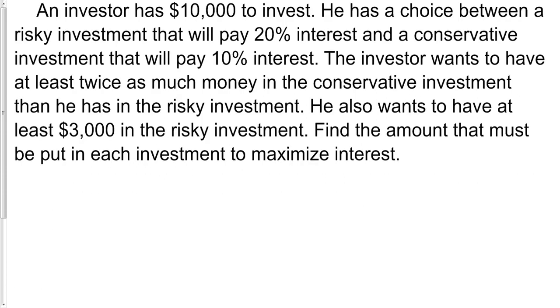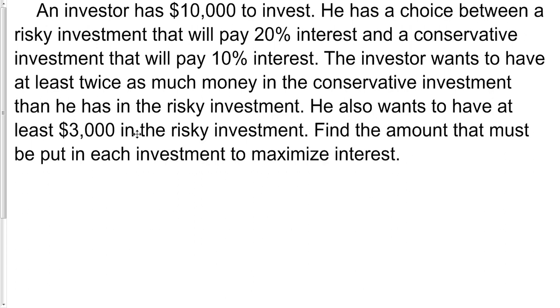So let's get started. Here we have a problem. You can pause it and read it if you want, but what we have here is an investor that has $10,000 to invest. He has a choice between a risky investment that pays 20% interest and a conservative investment that will pay 10% interest. So we have different interest rates for each one. The investor wants to have at least twice as much money in the conservative investment than he has in the risky investment. So this person wants to be a little bit more conservative. They want twice as much money in the conservative investment as in the risky investment.